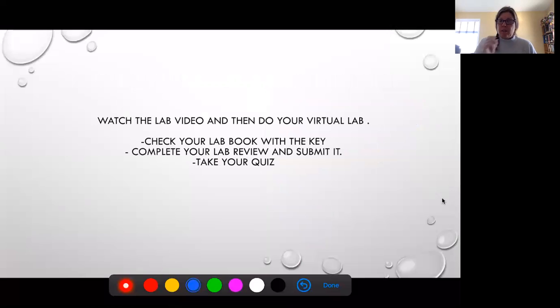As you fill out your lab book, you're going to want to check it with the key. I always have the key there so you can make sure you filled it out properly so you're not studying the wrong information. And then you're going to go ahead and do your lab review, submit it, and then take your quiz.